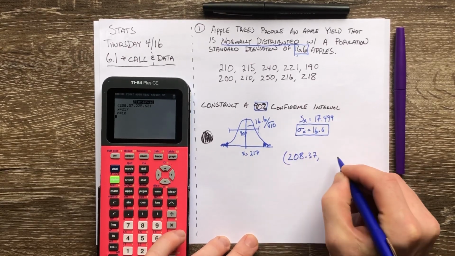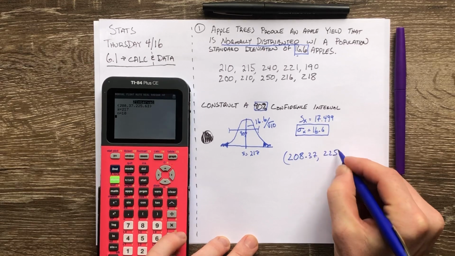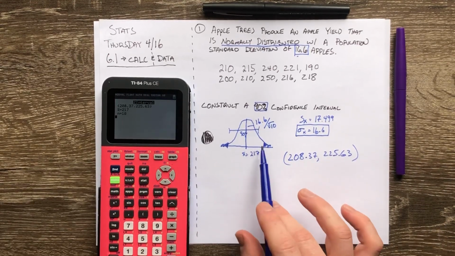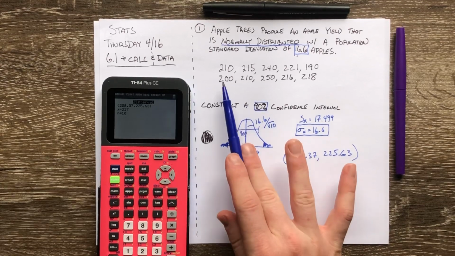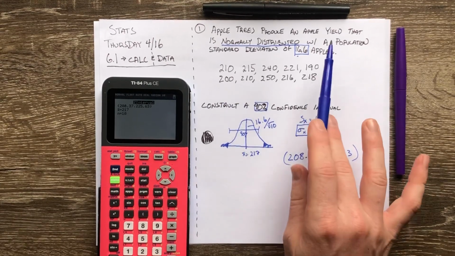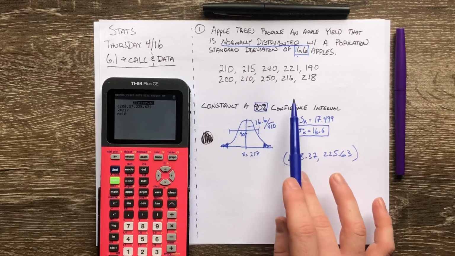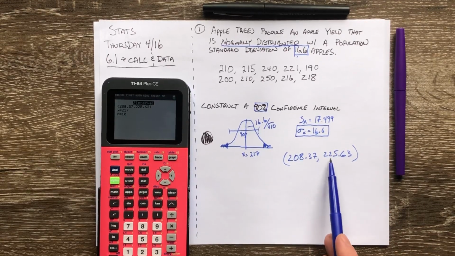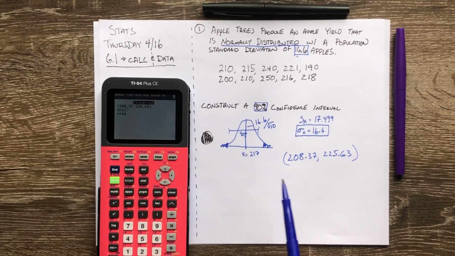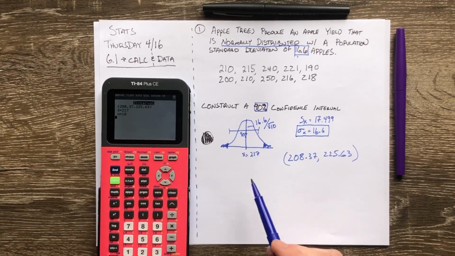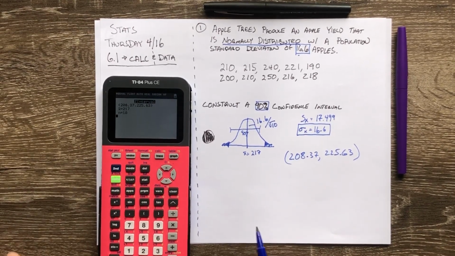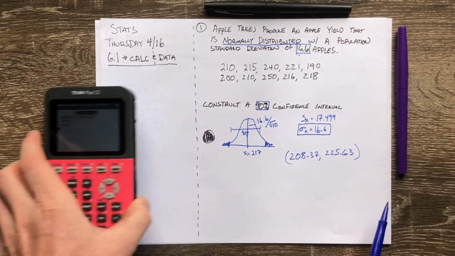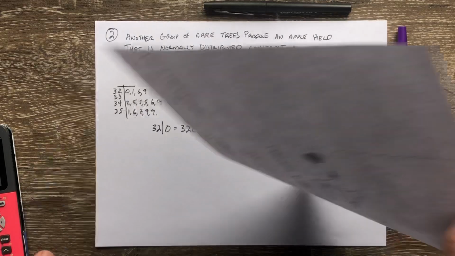208.37 and 225.63. So that means we're 90% confident that the true mean of apple yield in this orchard is between 208.3 apples and 225.6 apples, right? So that's a lot easier than what we were doing before, where we had to do our invert norm and all that good stuff, right? So let's go ahead and do our second example here.